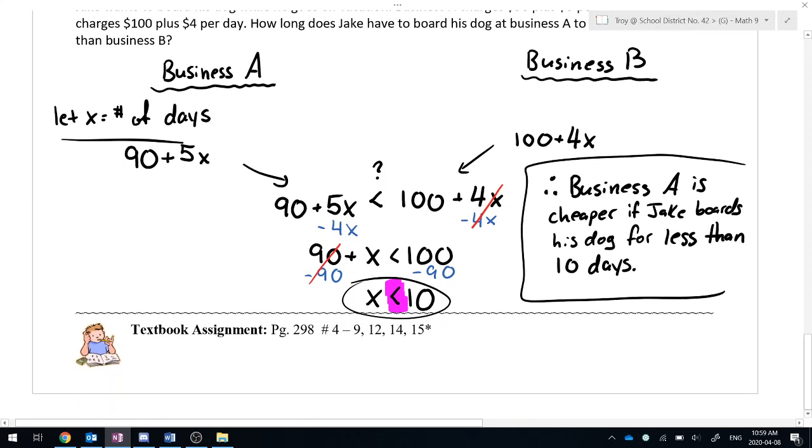Question 15 is a challenge problem, so don't worry too much about doing that. And as always, you can do every other question for these questions, right? So do every numbered question, but just do every other lettered question, right? So do A, skip B, do C, right, etc.